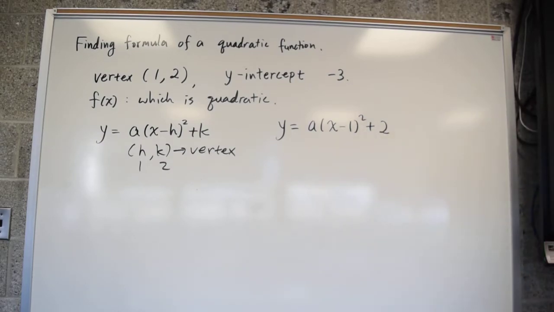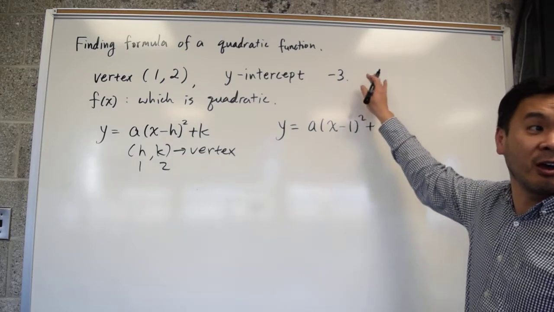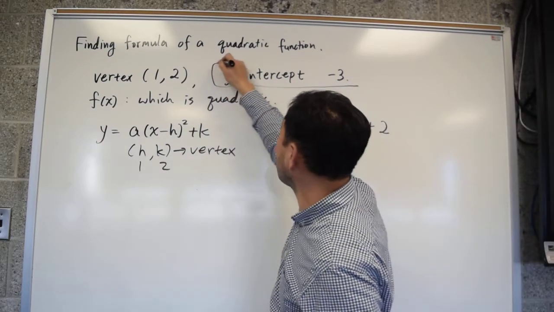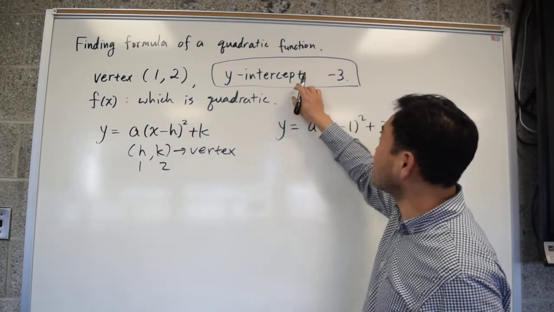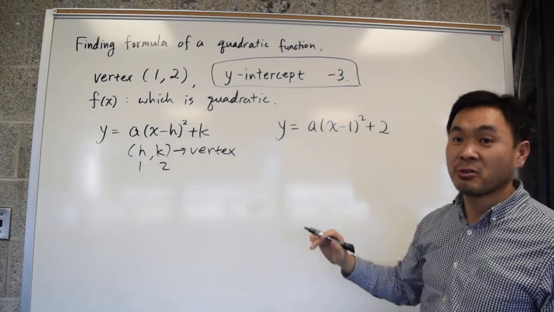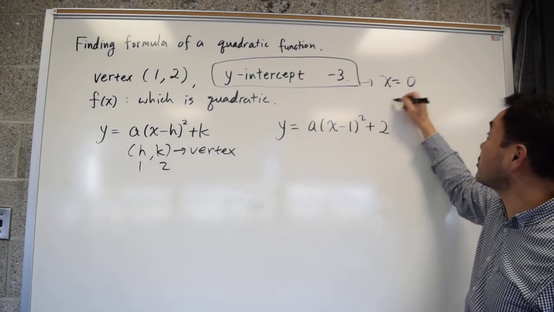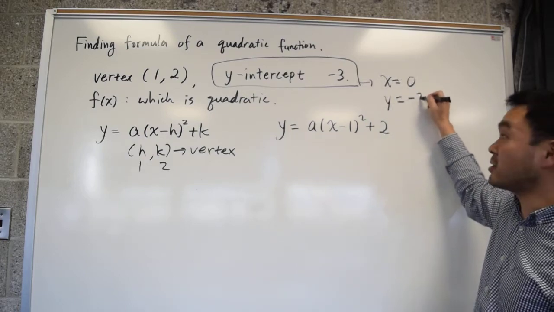And the only unknown is what? A is the only unknown. How would you find the a value? You use the only information that we haven't used yet. What does y-intercept -3 mean to you? When x is 0, y would be -3. That's exactly what it was.